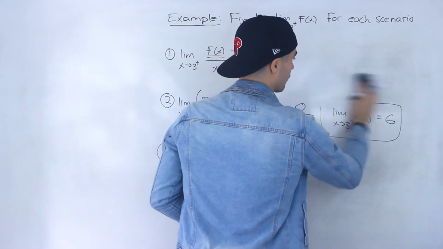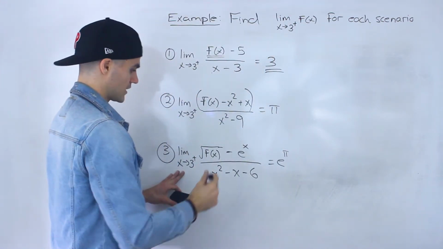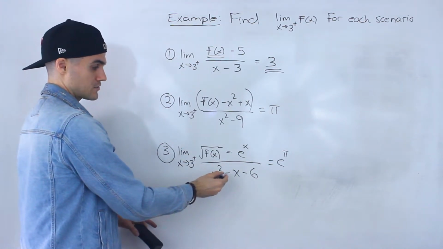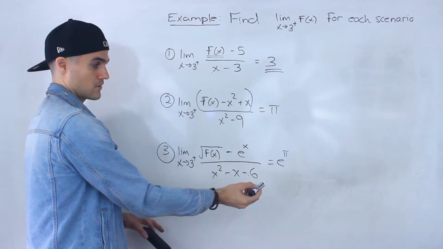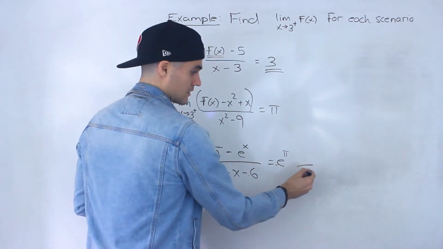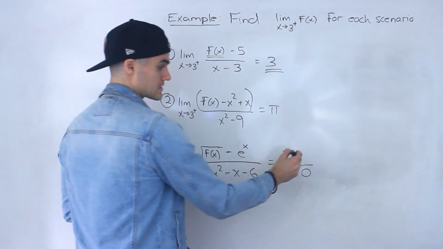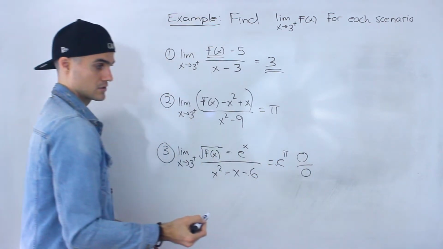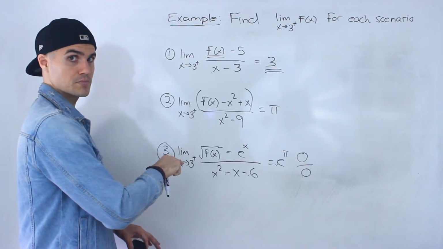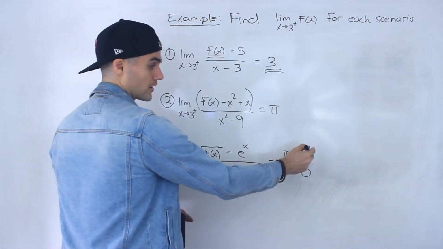And then for the third scenario, this one's a little bit more complex. First off, notice if we do a direct substitution, 3 squared minus 3 is 6, minus 6 is 0. And this whole limit is approaching a constant. We know the denominator is going to be 0 with a direct substitution, which means that with a direct substitution, the numerator should be 0 as well, or the limit as x approaches 3 from the positive side of the numerator should be 0.